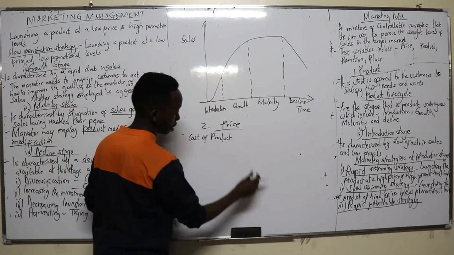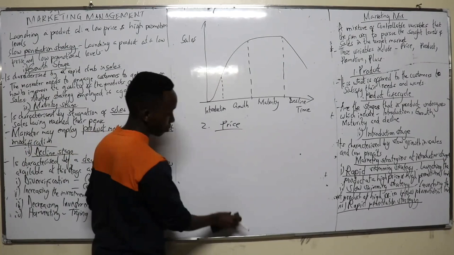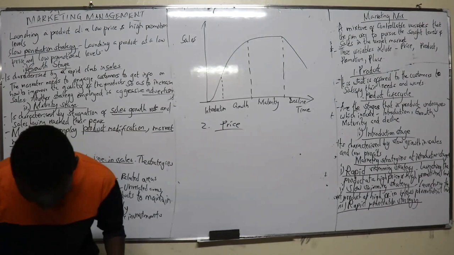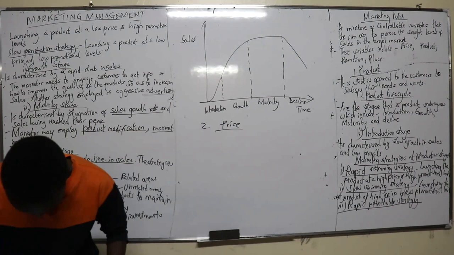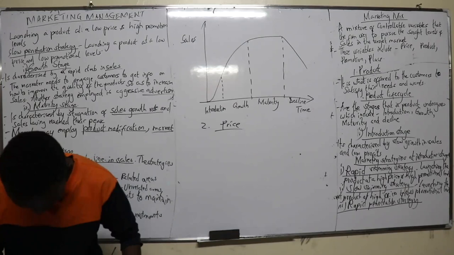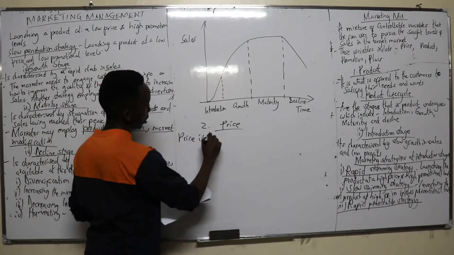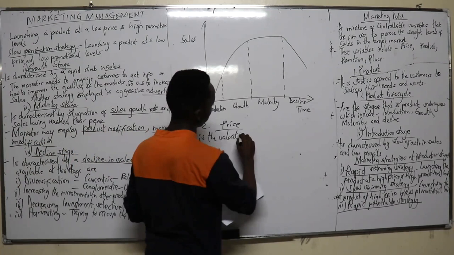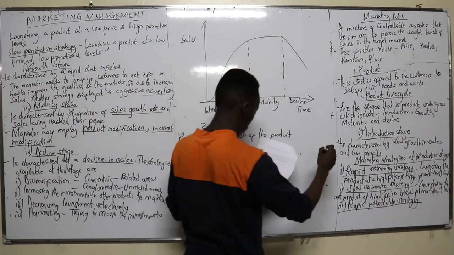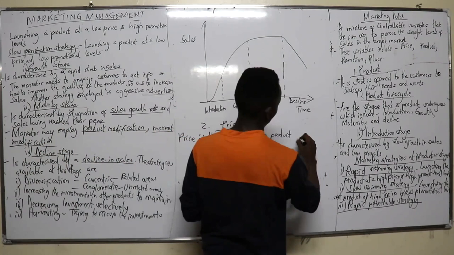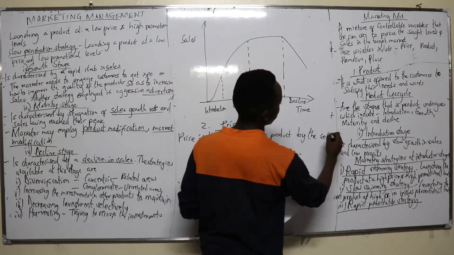So we're going to look at this now as a marketing mix variable. So you can say the price is the valuation of the product by the seller. This is that aspect of attributing a value to the product that the seller has created.